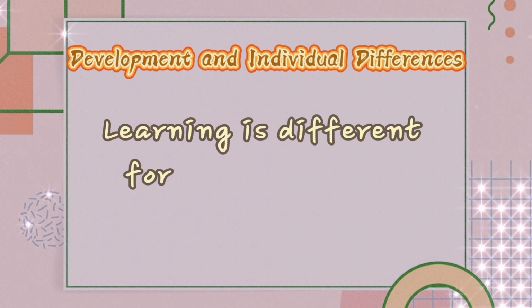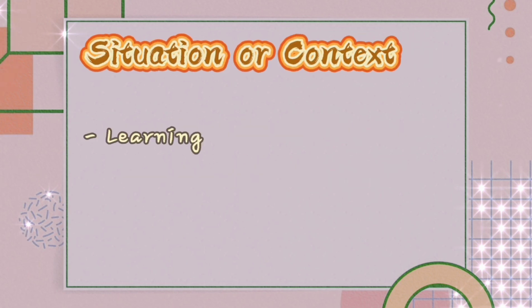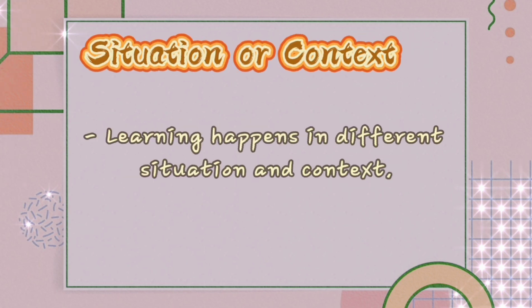Development and individual differences. Learning is different for each individual, as each one of them is a product of unique capabilities, experiences, and environmental and genetic circumstances. Situation or context. Learning happens in different situations or contexts. Just like what Lambert and McCombs said, learning is a social process. Many environmental factors, including how the instructor teaches and how actively each student is in the learning process, positively or negatively influence how much and what students learn.